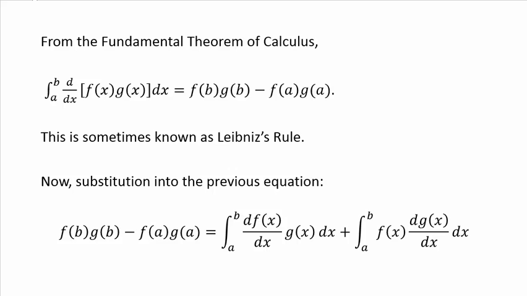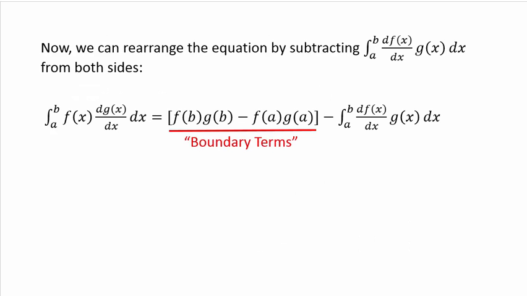Now what we're going to do is rearrange. We can rearrange this equation by subtracting the integral from a to b of the derivative of f of x dx multiplied by g of x from both sides. And so we're going to end up with this equation right here, which is the general formula for integration by parts. Now sometimes you'll hear of these being called your boundary terms.